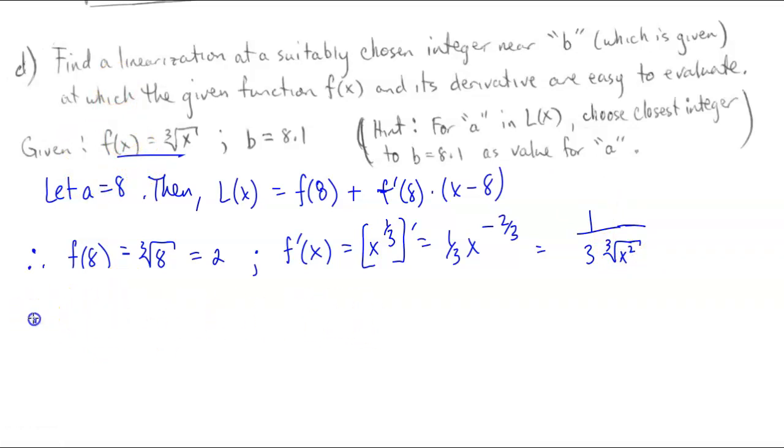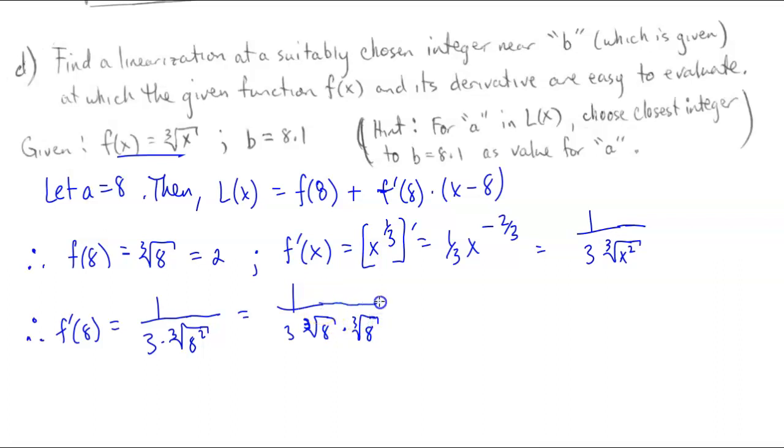So now that we have that, this means that f prime of 8 is just going to be 1/3 times the cube root of 8 squared. Or simply put, I'm going to rewrite it this way: cube root of 8 times cube root of 8. And now, of course, we know the cube root of 8 is just 2. So that's 3 times 2 times 2, and that ends up being 1/12.